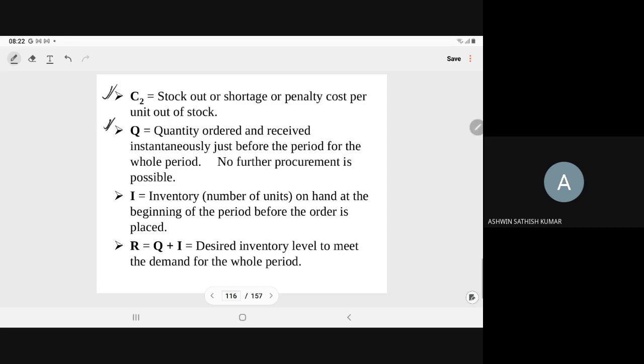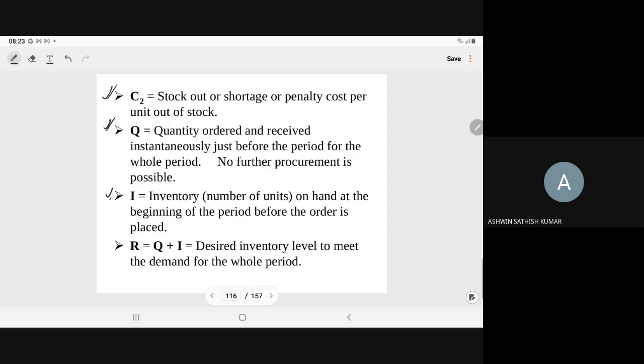Then the quantity q is the quantity ordered and received instantaneously just before the period. During the period we are taking the assumption that there is no order. So here q is the quantity whatever you have ordered prior to the period and you have received. Here we are not considering even the lead time. We are assuming that we have enough inventory to satisfy the generated demand during the period.